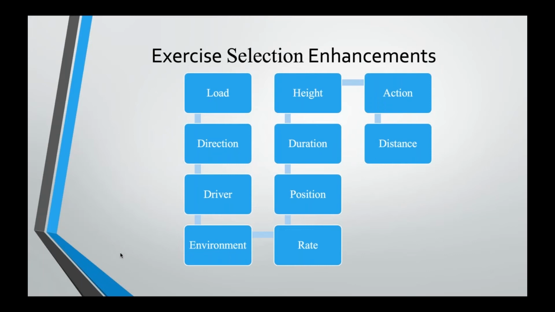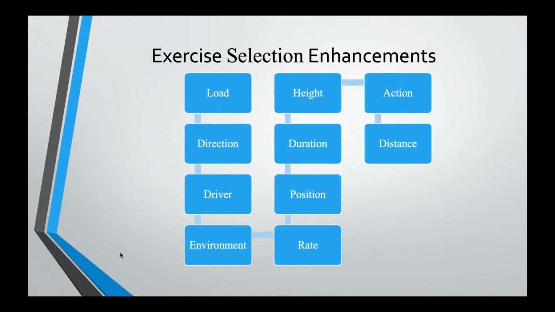The height. So for instance, and this will go hand in hand with position. So if I'm asking the athlete to get into a different position, which we'll say split stance overhead row. So the height would be that implement is above their head. The position is that they're in a split stance. Duration will be the time under tension.